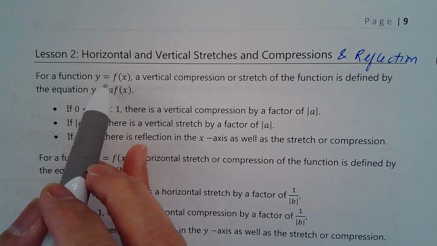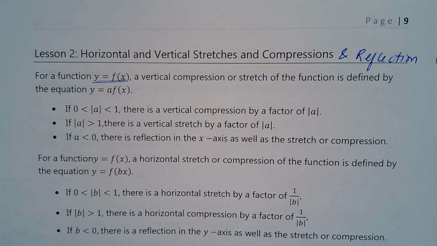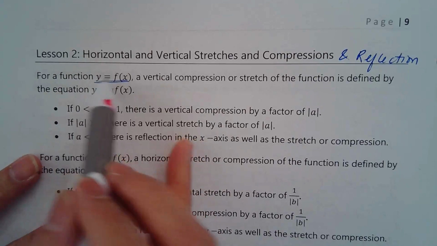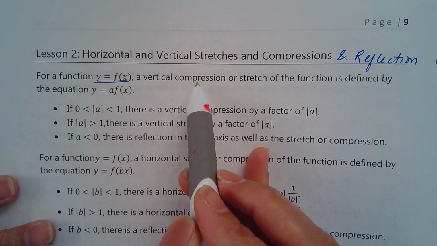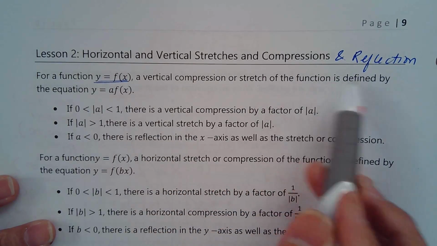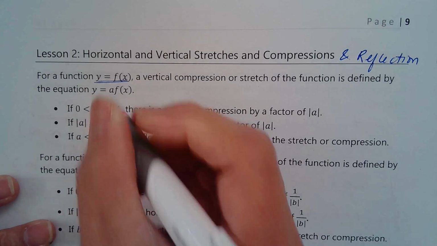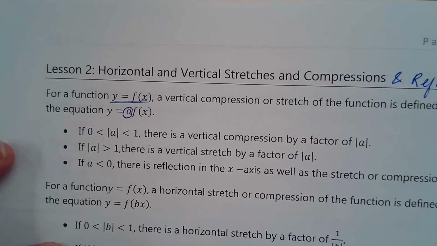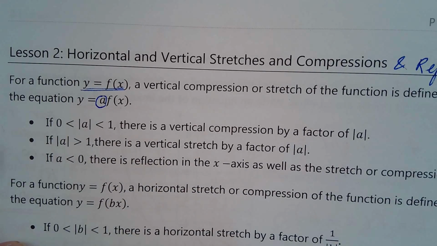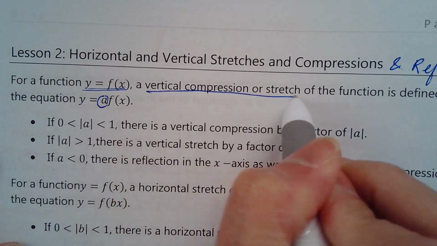For a function y equals f of x, the specific function is not given. They call it f of x, right? A vertical compression or stretch of a function is defined by the equation y equals a times f of x. So this a value here tells us the vertical compression or stretching.